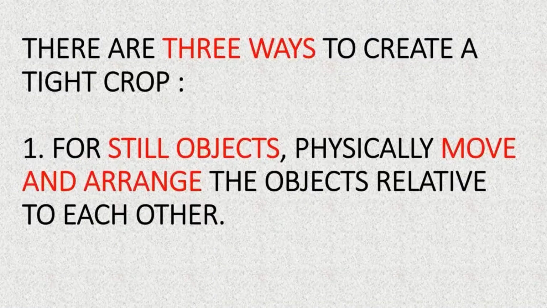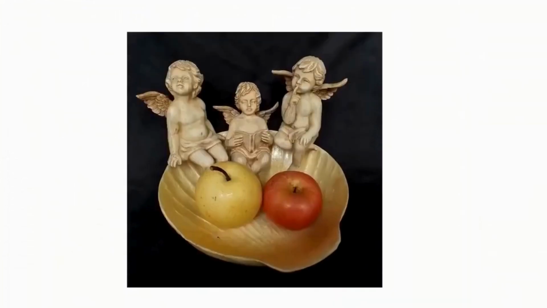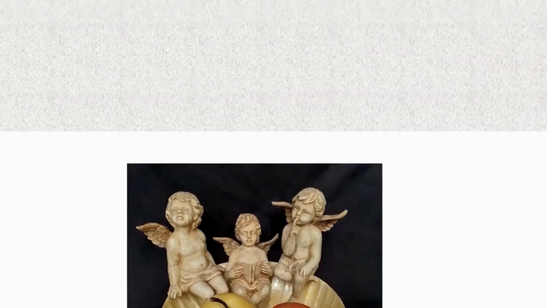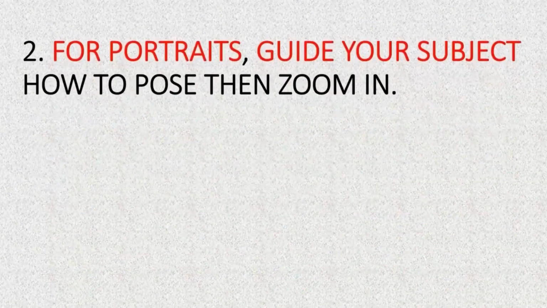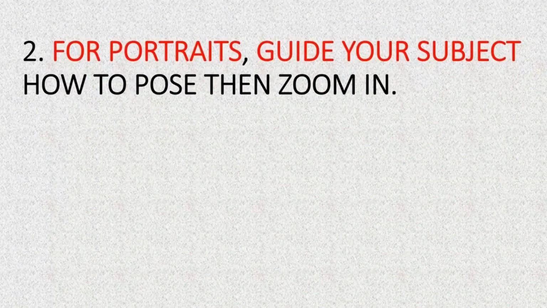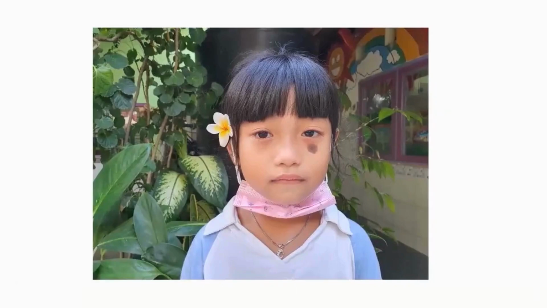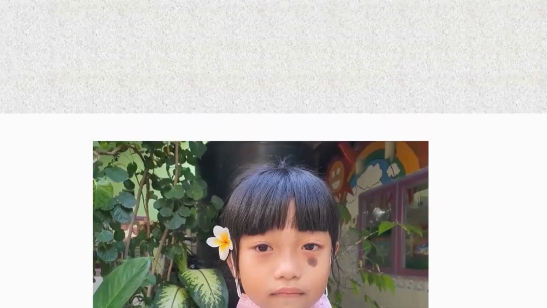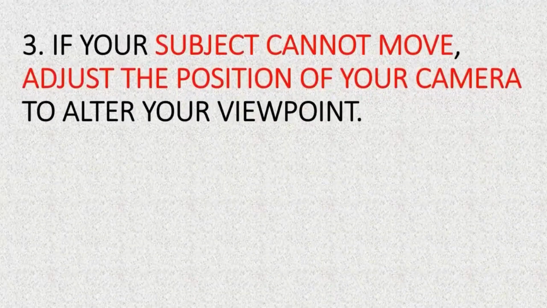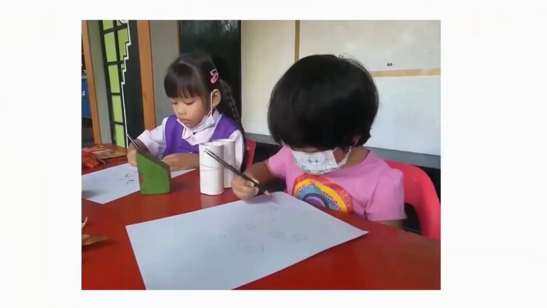There are 3 ways to create a tight crop. First, for still objects, physically move and arrange the objects relative to each other. 2. For portraits, guide your subject to pose, then zoom in. 3. If your subjects cannot move, adjust the position of your camera to alter your viewpoint. Use the touchscreen monitor to check if your subject fills the frame properly.